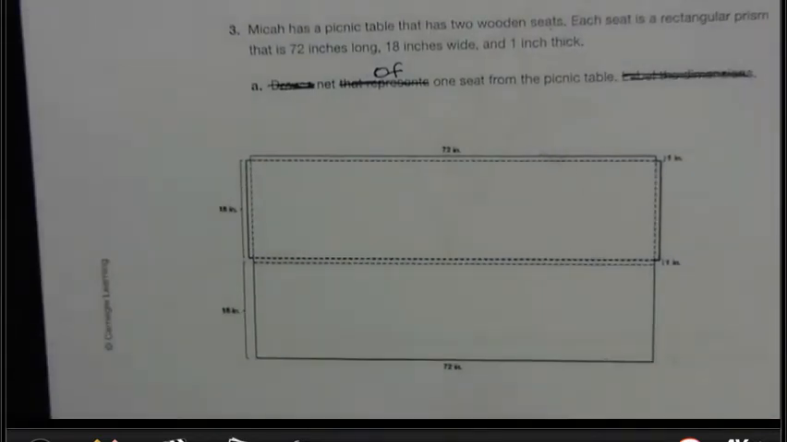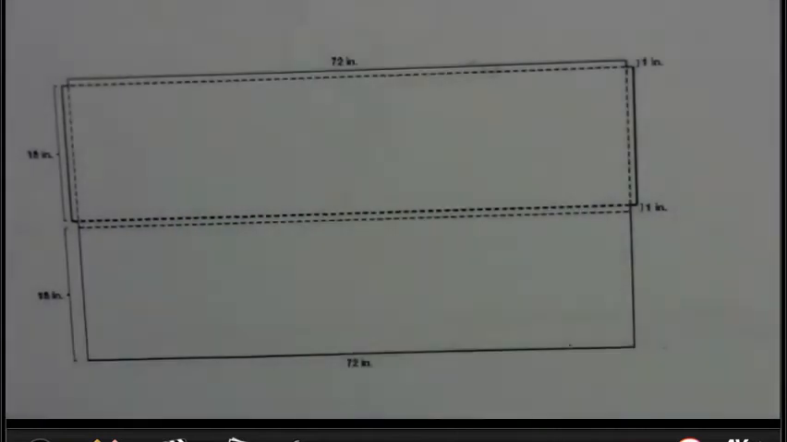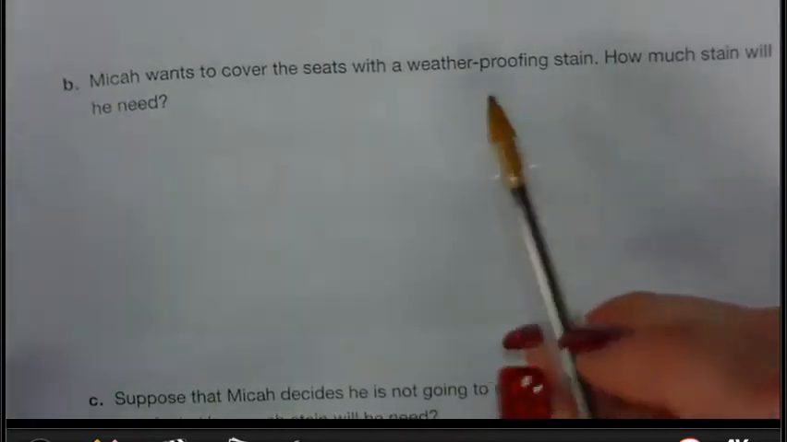All right, we are going on and we're looking at number 3. If you guys would like to go ahead and zoom in so that you can take a screenshot of this net, that would be great. So we've got a bench and we're going to want to sit here and stain a few things. Michael wants to cover the seats with a weatherproofing stain. How much stain will he need?